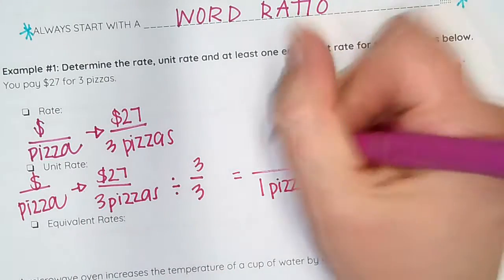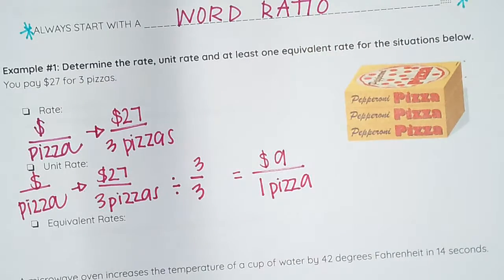27 divided by 3 is 9. So this tells me that one pizza costs $9. $9 per one pizza. From here, I can find other equivalent rates.